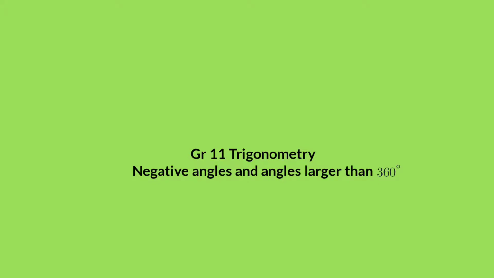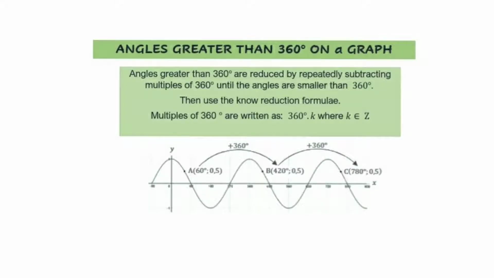In this video, we are looking at negative angles and angles larger than 360 degrees. Well, let's start and look at angles larger than 360 degrees on a graph. Here we have the graph of y equals cos theta. This is the cos graph that you did in grade 10.